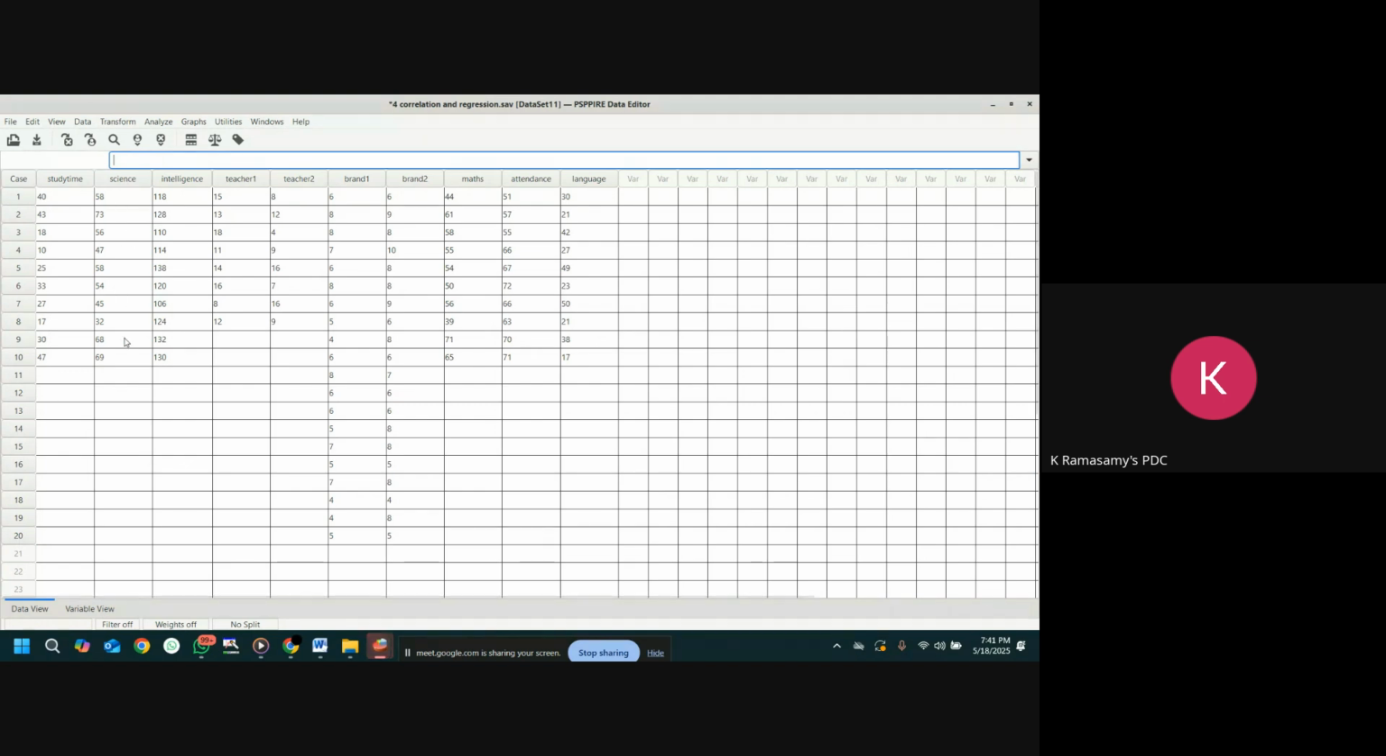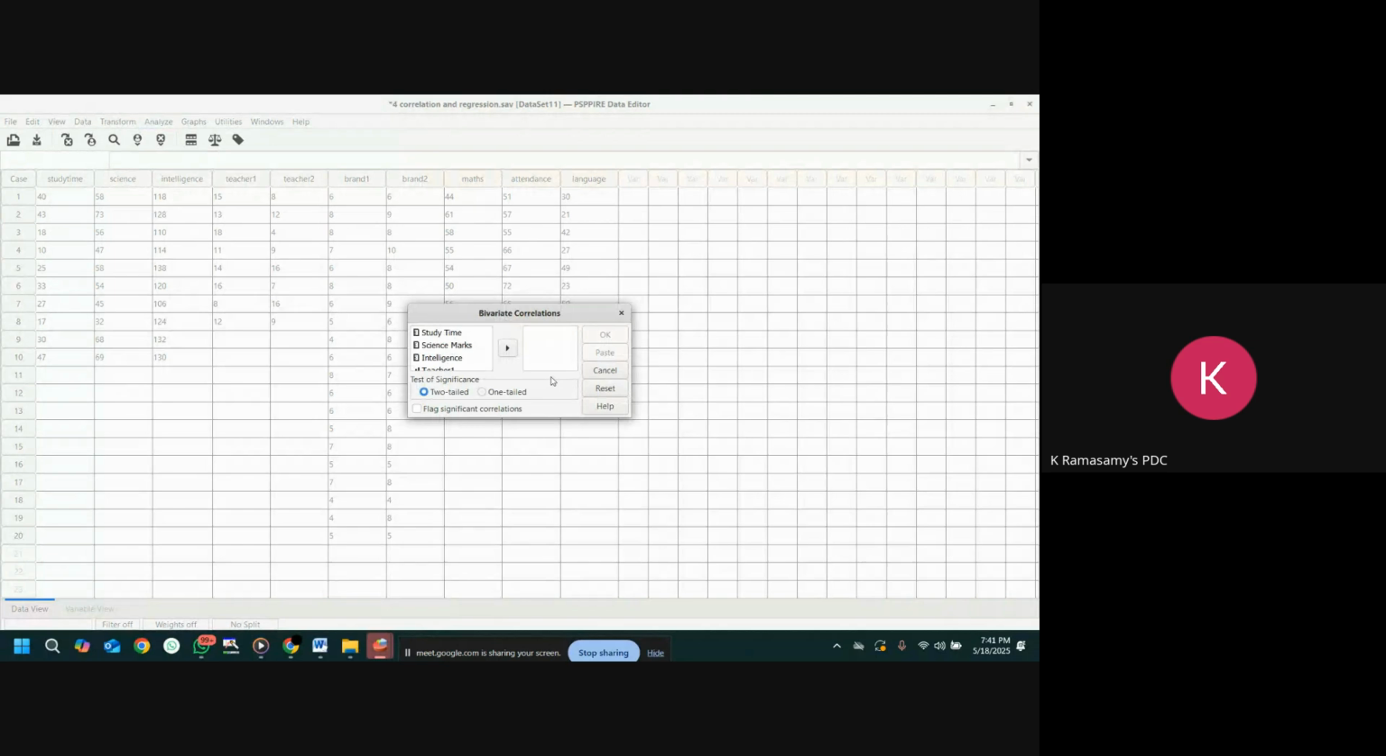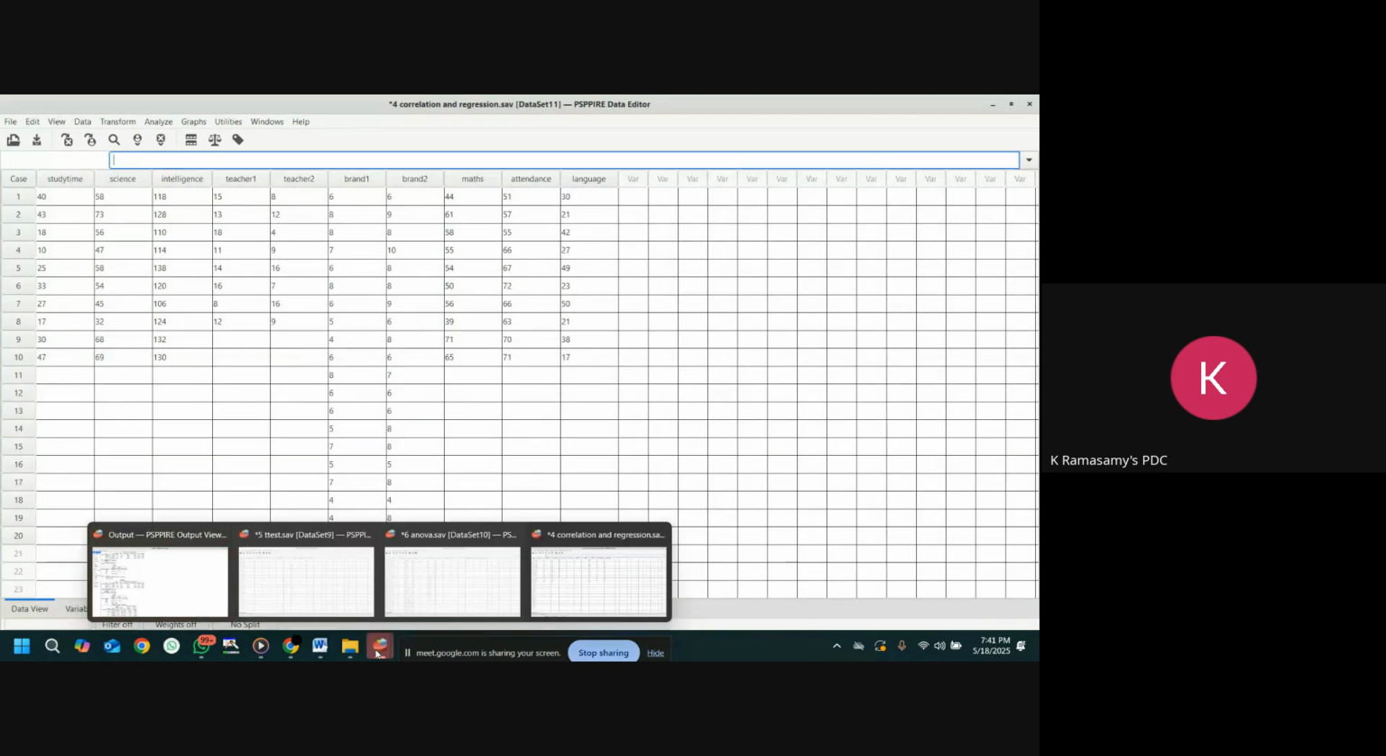This is what I want to find out using bivariate correlation. Go to Analyze, click on Bivariate Correlation. In bivariate correlation, I want to study the relationship between study time and science marks. It's a two-tailed test. Say OK, and let me see the output.